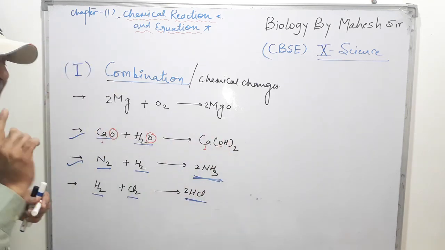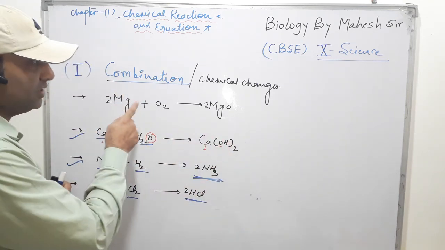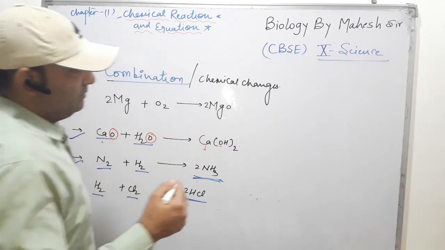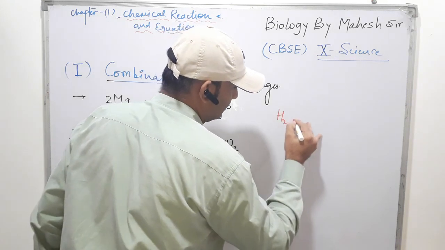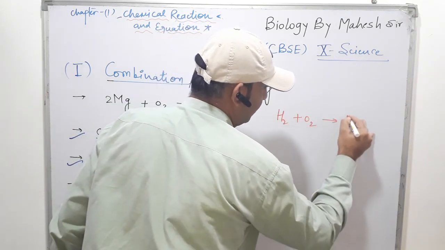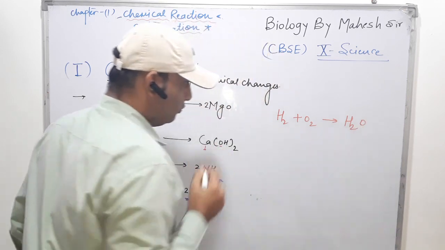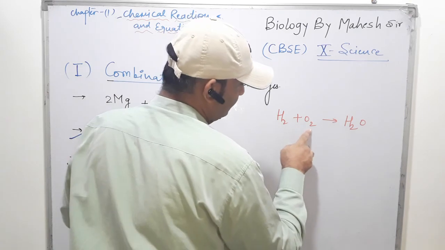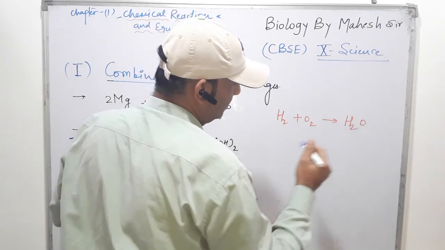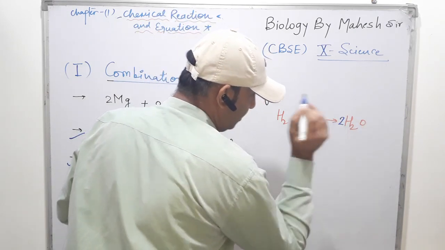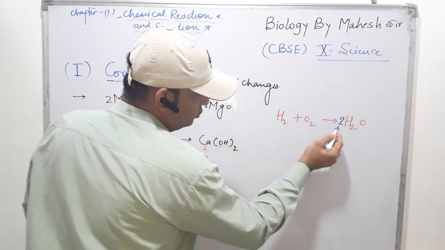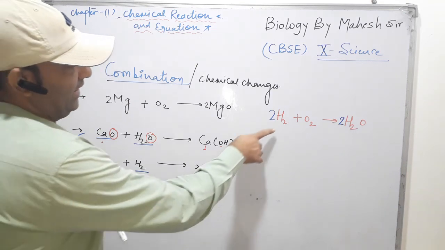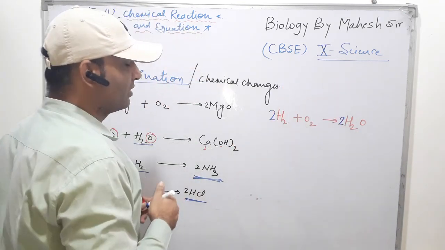So you have to write the balanced chemical equation for the examples of combination as well as any other chemical reactions. And we can take another example: hydrogen plus oxygen produces H2O. First we write the equation, after that we balance it. Two hydrogen, then 2 oxygen, but here there is only one oxygen. So first we write 2 to balance the oxygen. Now hydrogen is imbalanced, so the total is 4, so we write 2 here. So it is the balanced chemical equation of H2 plus O2 producing H2O.